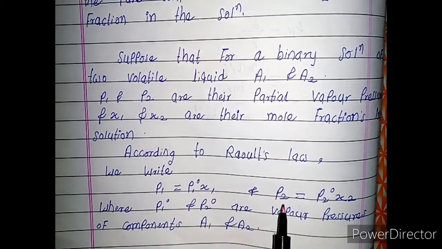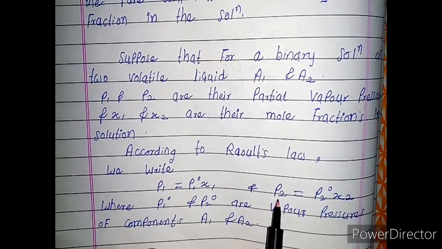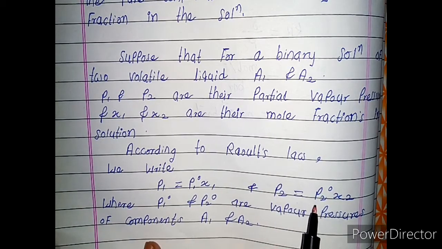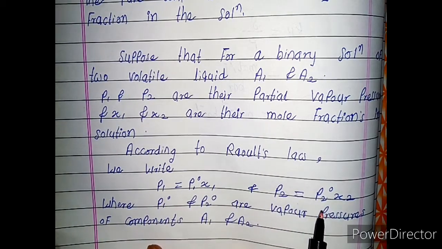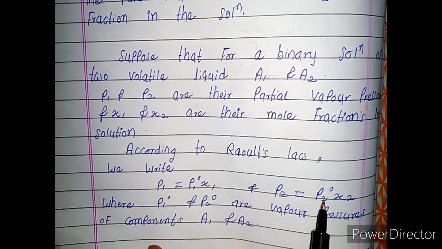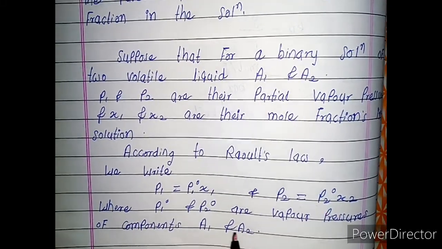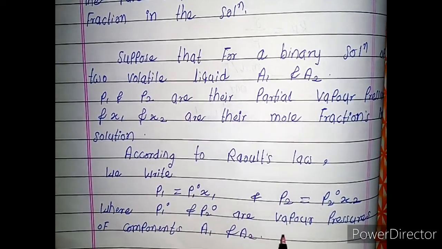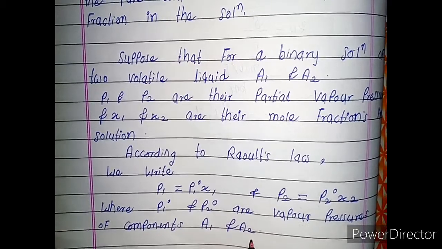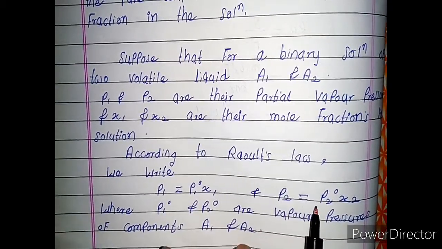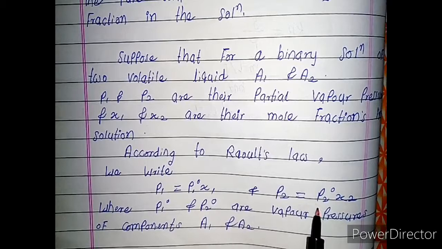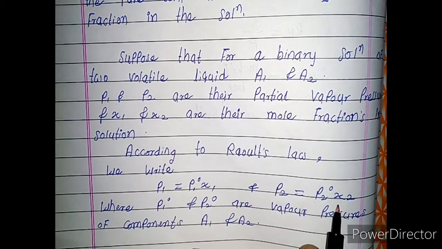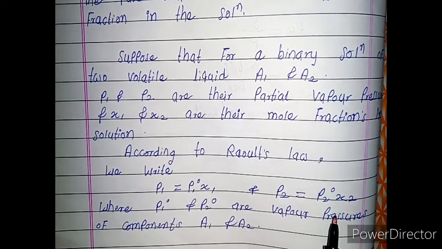Similarly, for component A2, the partial vapor pressure is given by p2. So p2 is equal to what? p2° into X2. So it is the product. In this case p2° is the vapor pressure of pure component A2. So p2 is equal to p2° into X2, where X2 is the mole fraction of component A2.